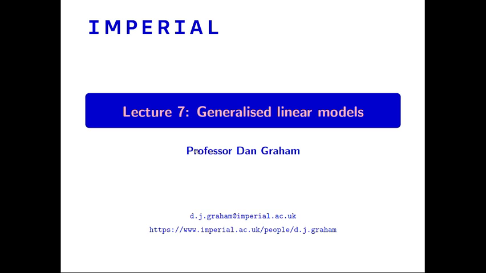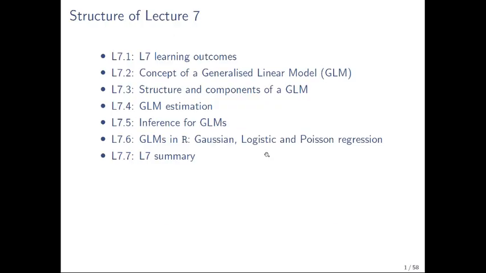Okay, the lecture is split into 7 parts. After the learning outcomes, in parts 2 and 3, I'll introduce the concept of a GLM and describe the structure and components. So these 2 parts are about what a GLM actually is. In parts 4 and 5, we'll cover estimation and inference, which we'll do, as I said, within the likelihood setting. The method used is the method used for GLM estimation and inference.